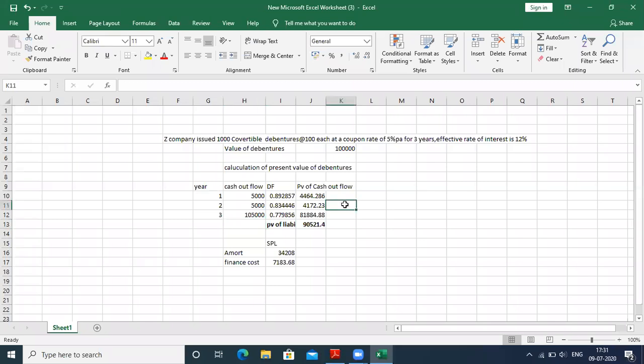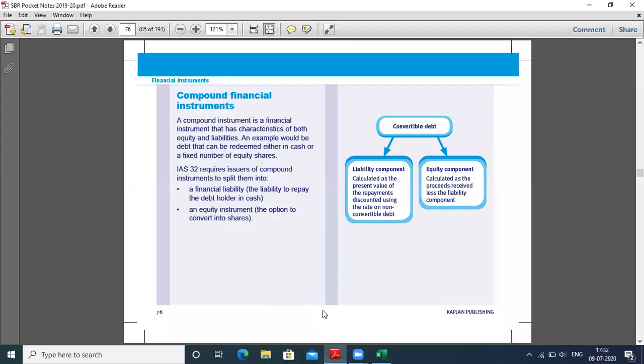Now, Z company issued 1,000 convertible debentures at the rate of 100 each at a coupon rate of 5% per annum for 3 years. Effective rate of interest is 12%. Here they clearly mention it is convertible debentures. Convertible debentures means, as I said, after the redemption period, the company will be issuing the equity shares. In these convertible debentures, as per IAS 32, we need to calculate the financial liability part and the equity part.